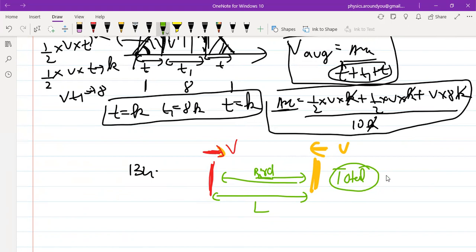Total distance will be the speed of the bird into the time taken by the trains to come to each other or hit each other. How will I find the time taken by the trains to hit each other? That is by relative velocity.